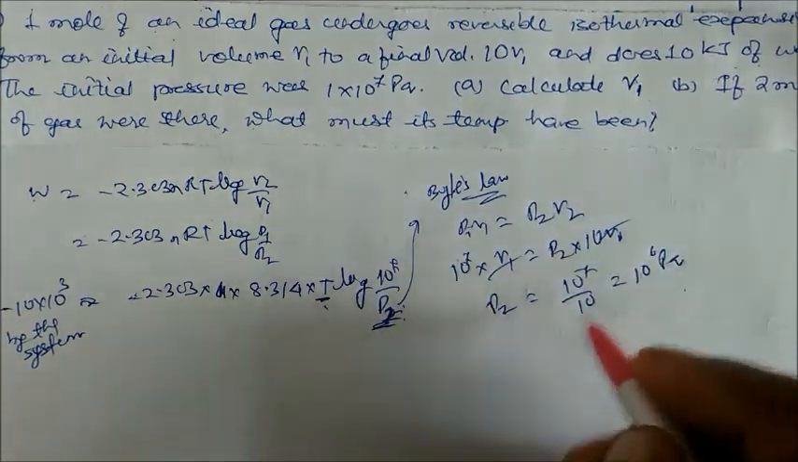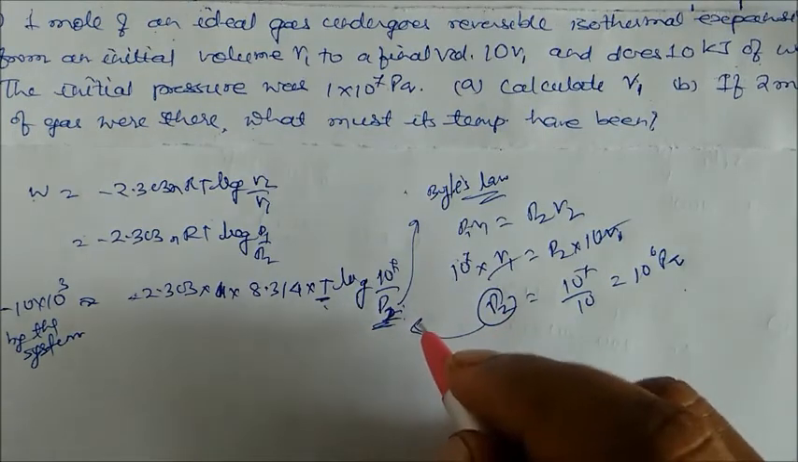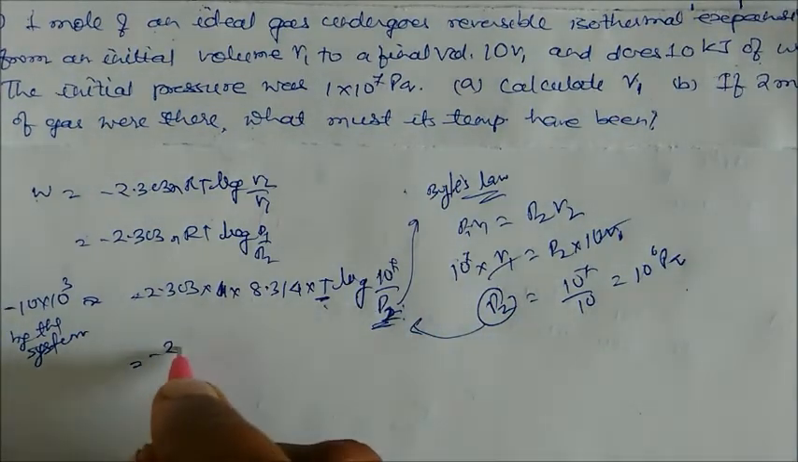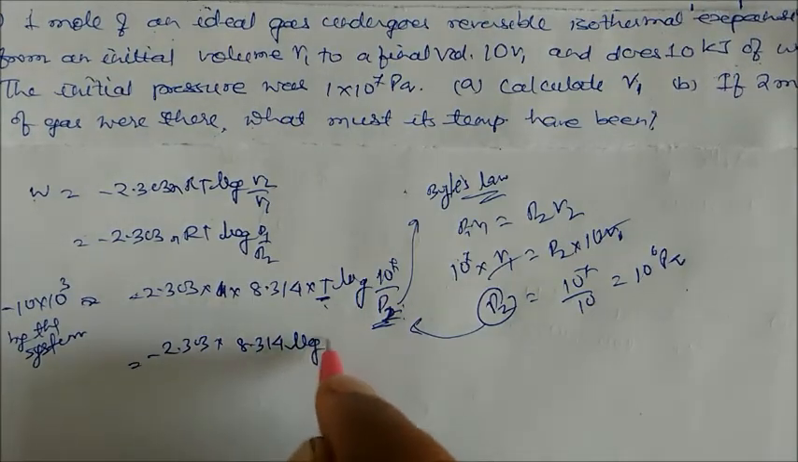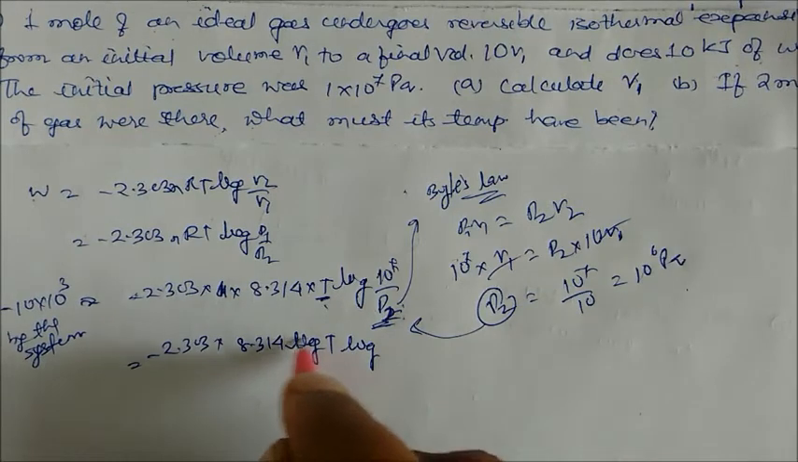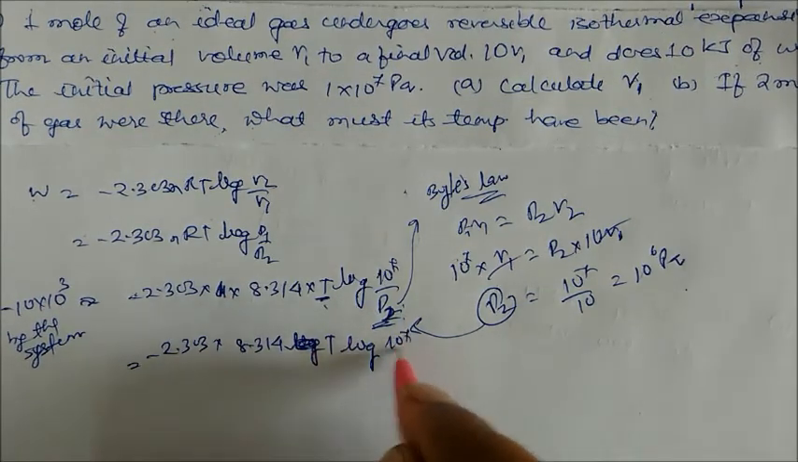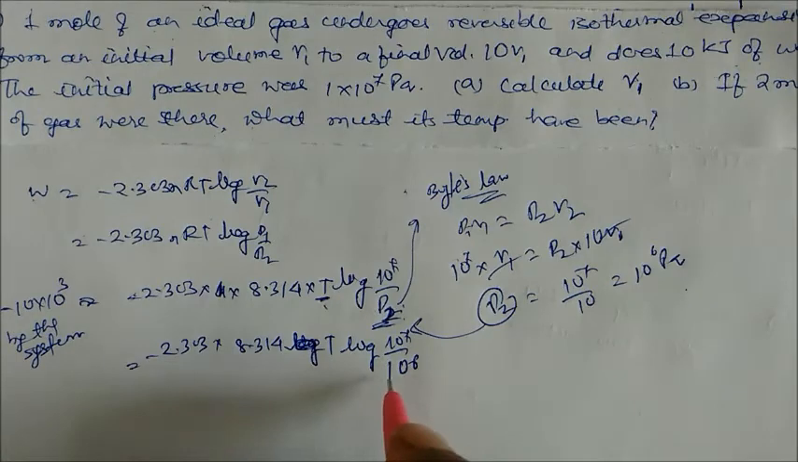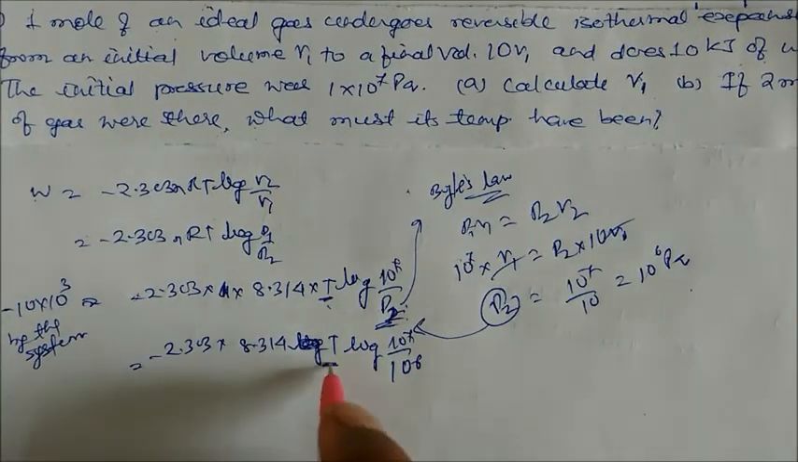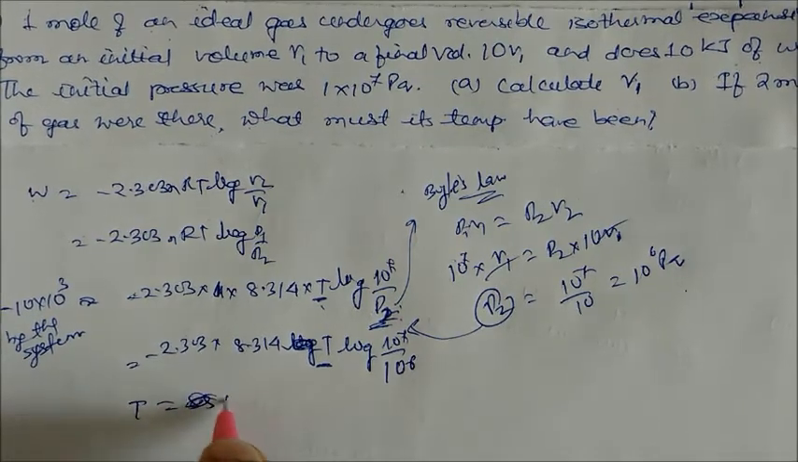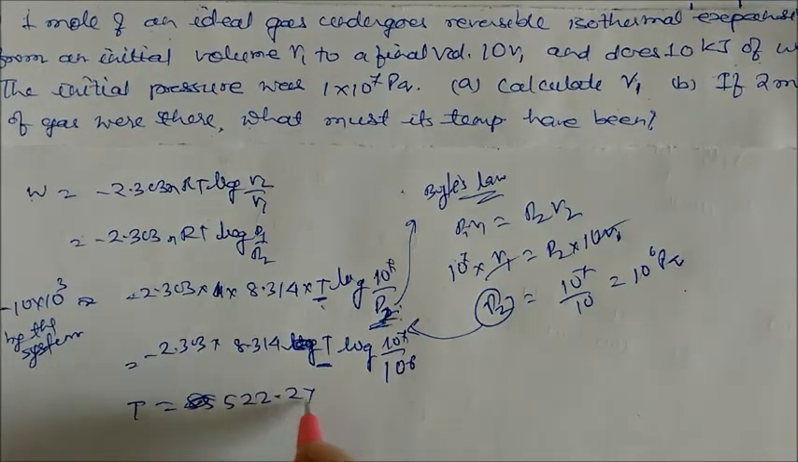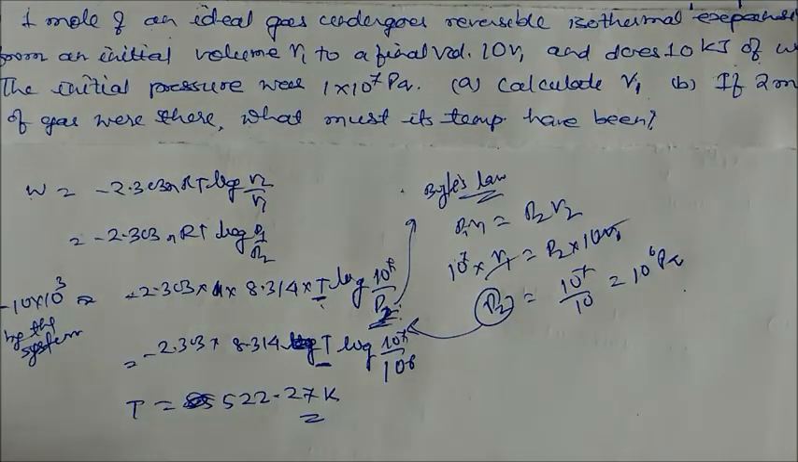Now we can put this P2 value over here. So we get minus 2.303 into 8.314 into T into log of 10^7 divided by 10 to the power 6. So this is the value. On solving, we get T equal to 522.27 Kelvin. So this is our temperature there.